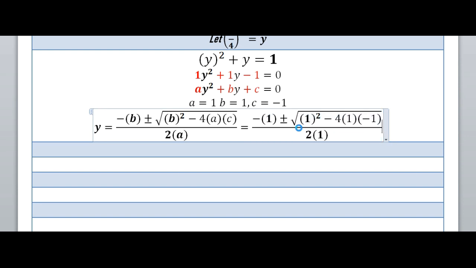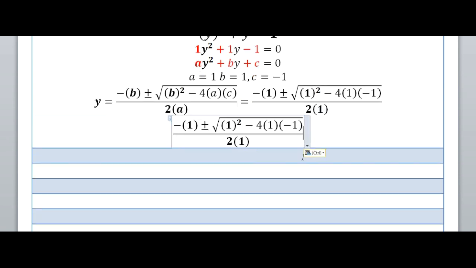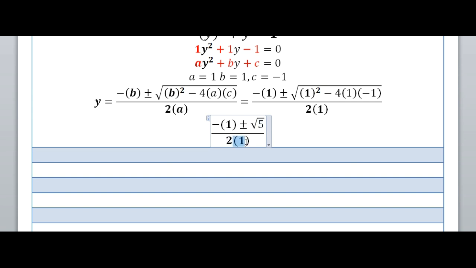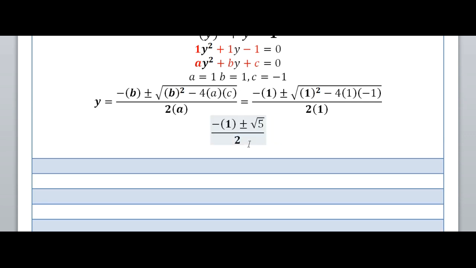So when we simplify that, we are going to have 1 squared is 1. Then 4 times 1 times -1 is going to be -4, the whole of that in bracket. So 1 minus -4 is going to be 5. Then 2 times 1 is going to be 2. Now from there, we found 2 solutions of y.